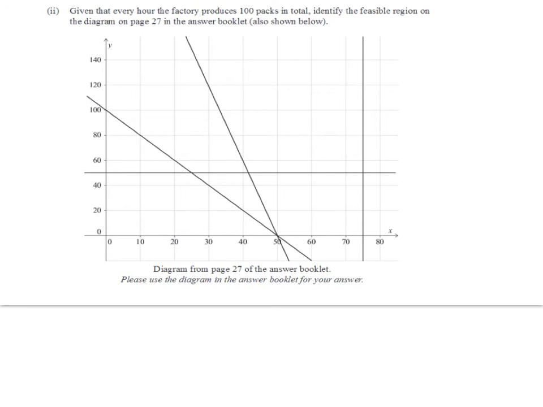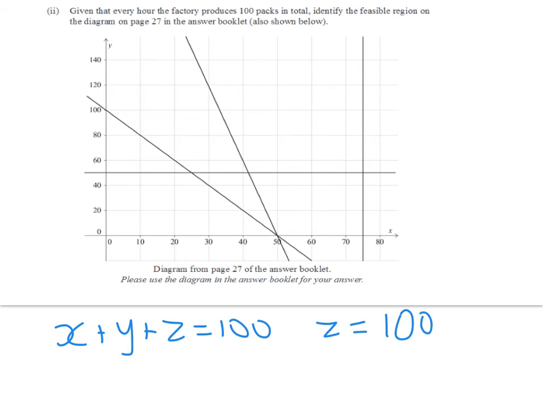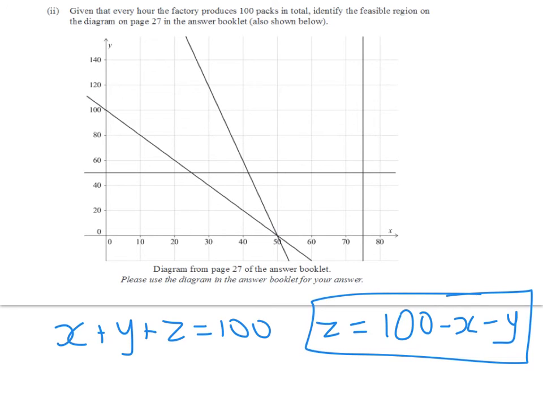We did that because we were told that the factory produces 100 packs in total every hour. So that means x plus y plus z is equal to 100, just as we did back in probably year 12 or year 11. We can eliminate z. So z is equal to the leftover, 100 minus x minus y. So what we're going to do, we're going to go back through our 5 constraints, and we are just going to rewrite z as this.